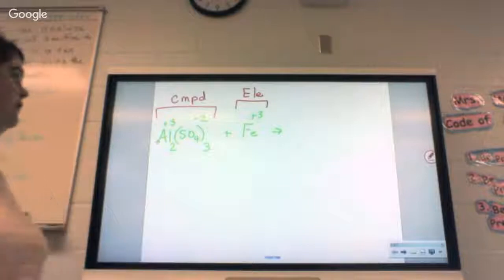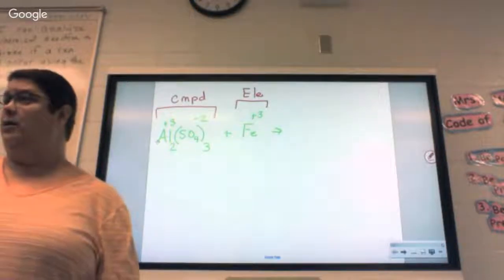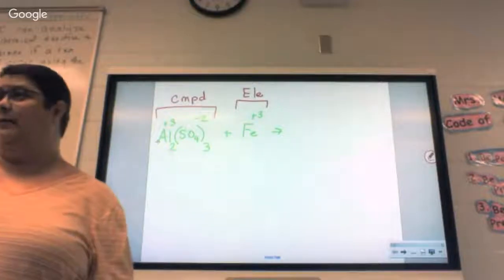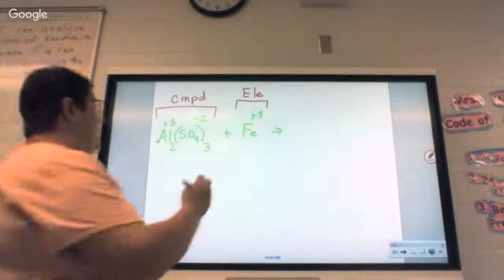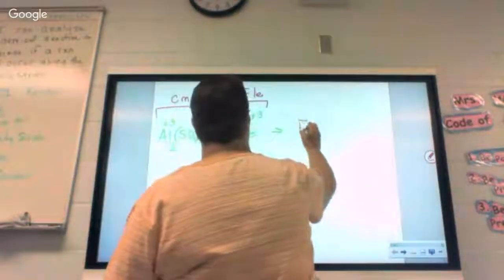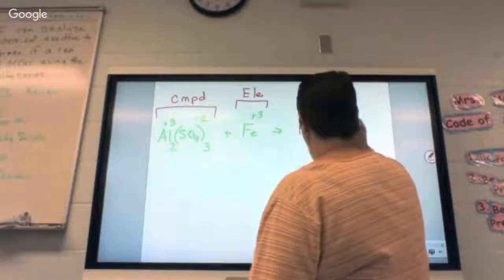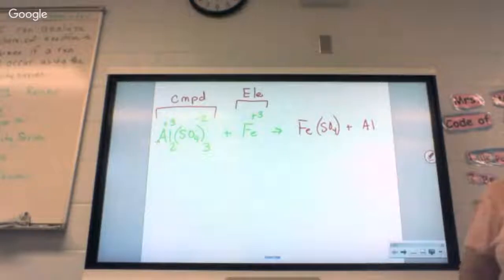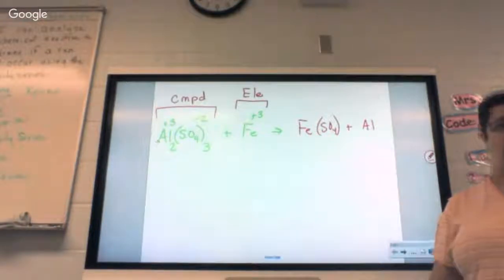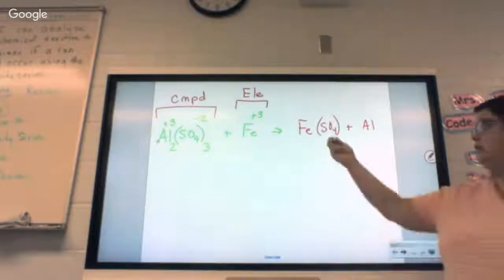Okay? So, if it's a compound plus an element, we switch the 2 elements that have the same sign. So, which 2 elements have the same sign? That's why we're going to switch Fe and Al. All right, so Fe is going to wind up with who? SO4, and Al is going to wind up by itself. Now, the only number that got to come across the arrow is the 4 because it's part of the what? Polyatomic ion.